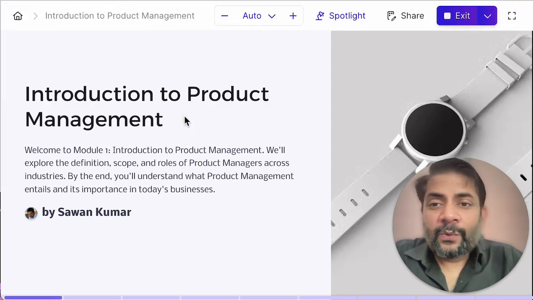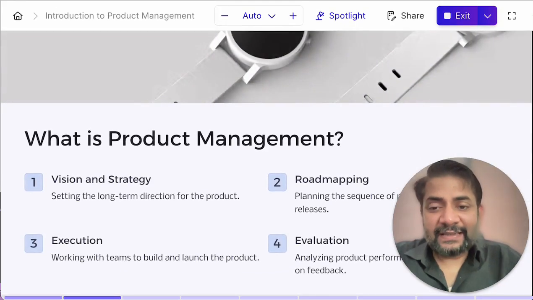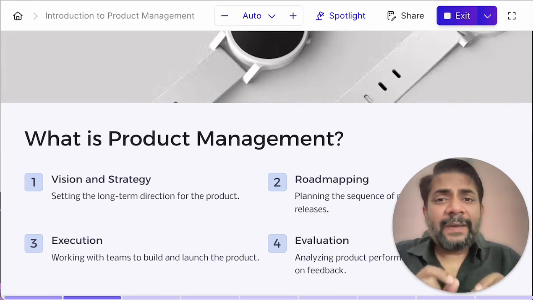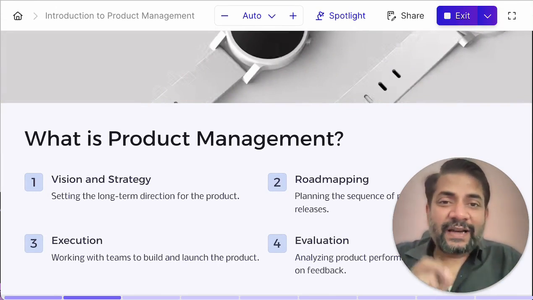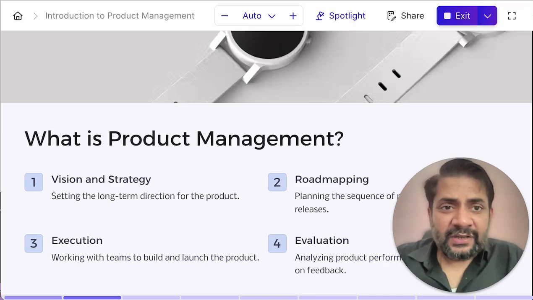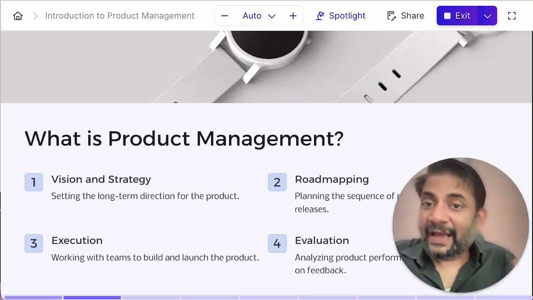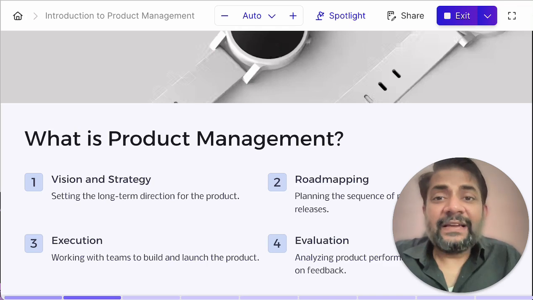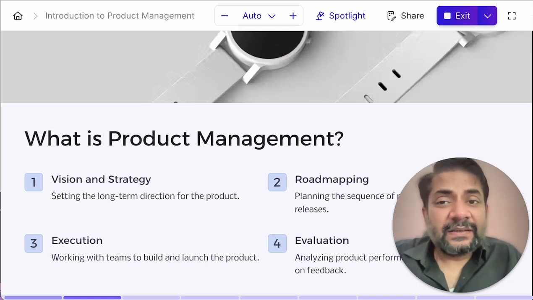So, what is product management? Let's start with the basics. At its core, product management is the process of guiding a product from its inception through its launch and beyond. It involves understanding customer needs, defining product features, collaborating with cross-functional teams, and ensuring that the product meets both market demands and business objectives.